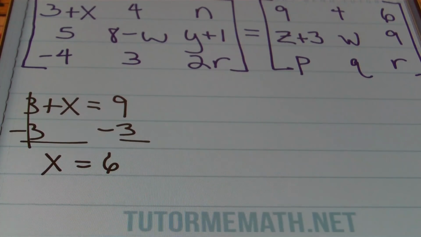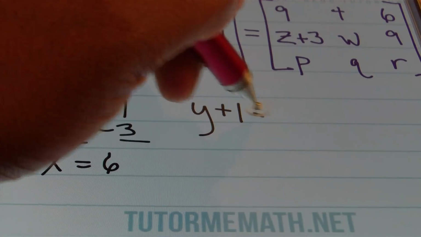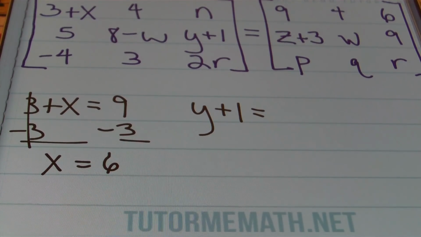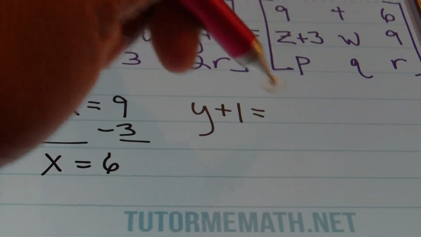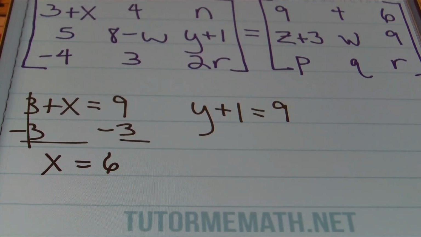Now let's solve for y. What element contains your variable y? Wouldn't it be this element right here, the element found in the second row and third column? So y plus 1 must be set equal to what value? What's the corresponding element? It has to be set equal to the 9 over here, also found in the second row and the third column. Very good.